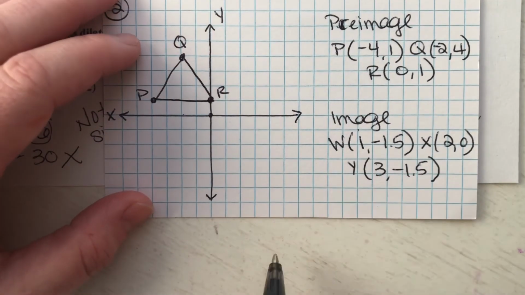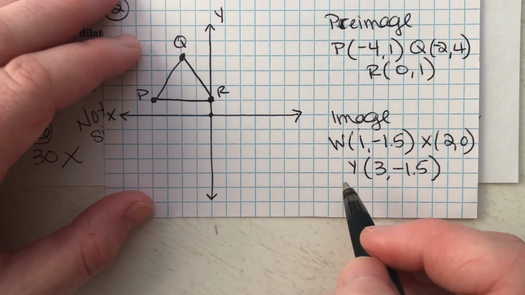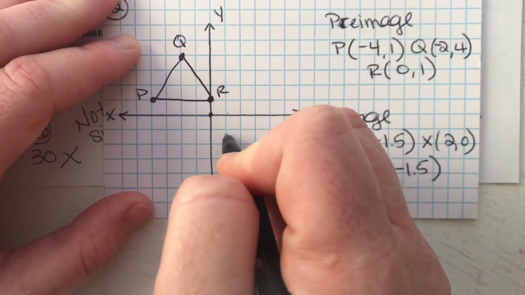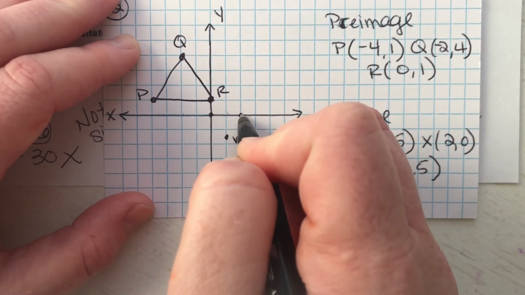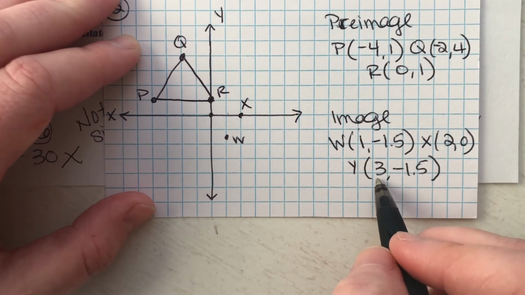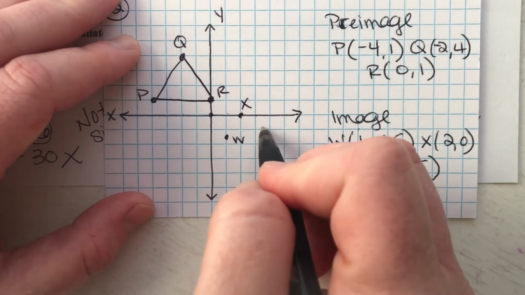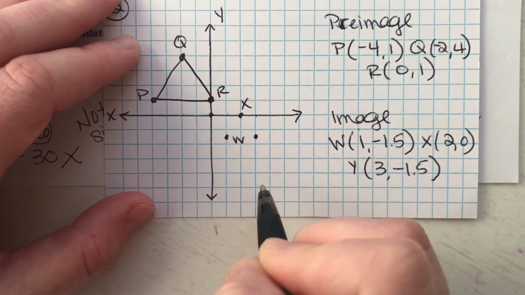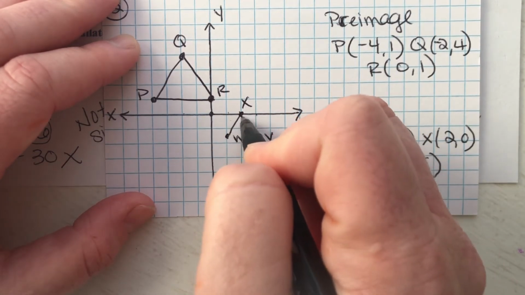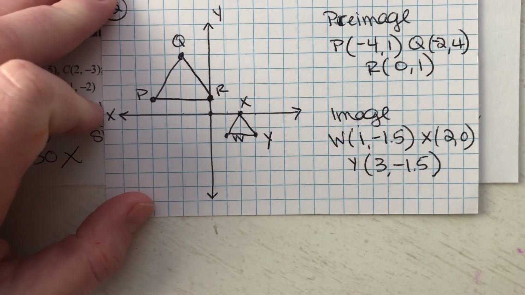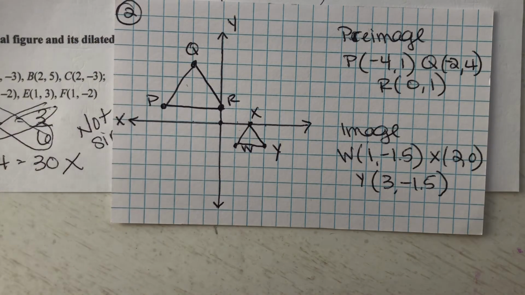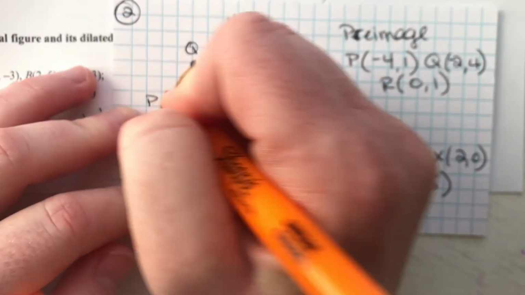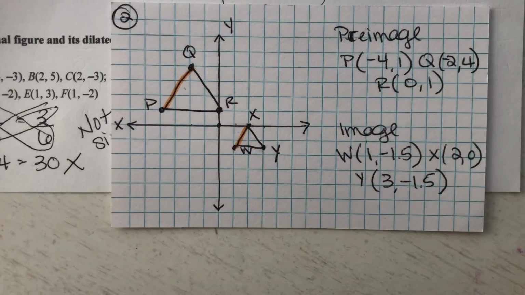All right, and then the new image, W over 1 down 1.5. X is over 2 down 0. And Y is over 3 down 1.5. So it's this little teeny tiny guy. So it looks like it was a reduction, but we just need to see that they're similar, right? So for this, we don't know the angles, so we actually do have to find the length of all three sides. So we're going to compare the orange and the pink.